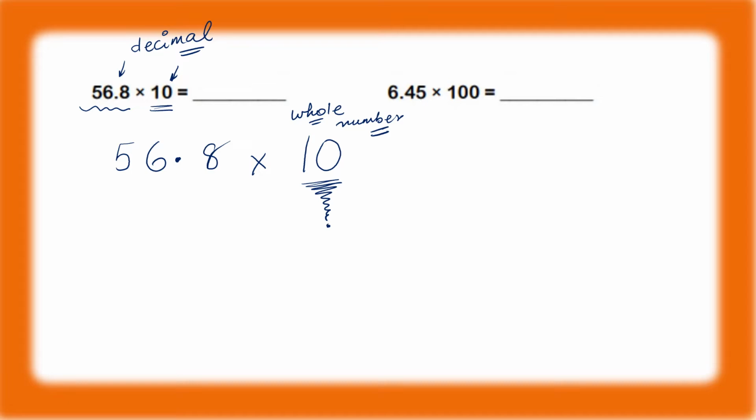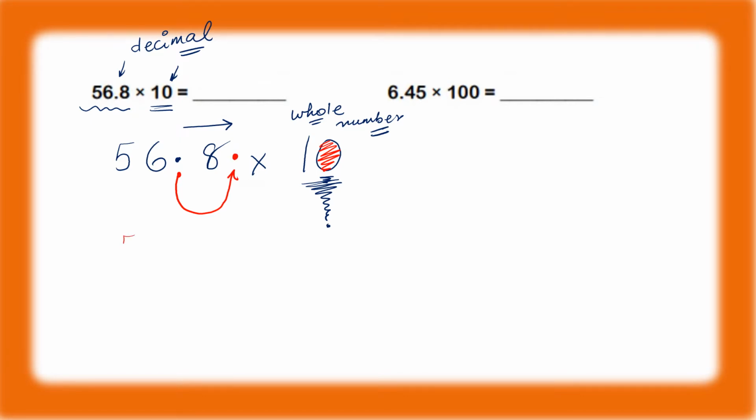So whenever some number is multiplied by a whole number like 10, 100, or 20, you move the decimal towards the right. Depending on how many zeros you have, that many places you move the decimal. Here you can see that this 10 has one 0, which means you move this decimal one place to the right, and on this side now put the point.